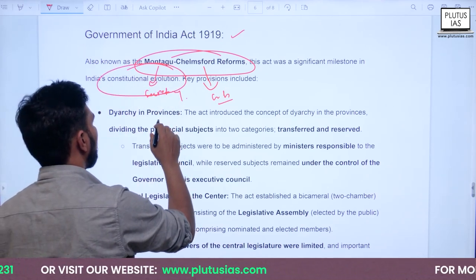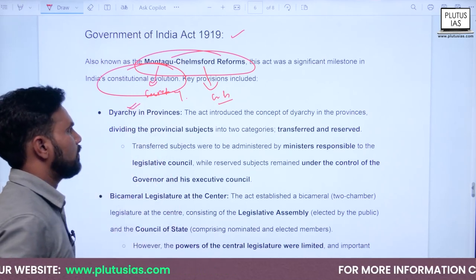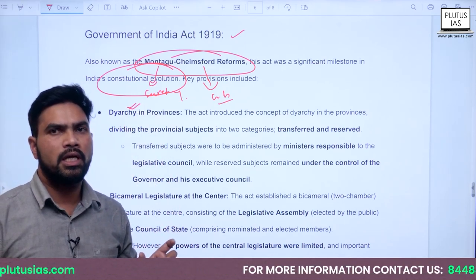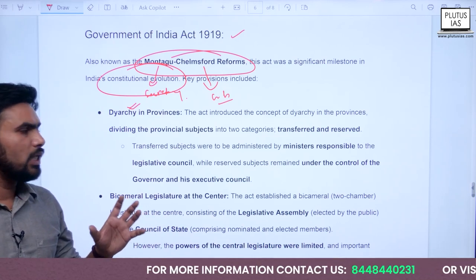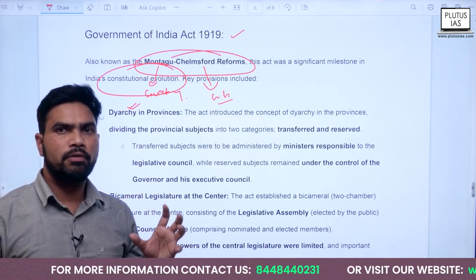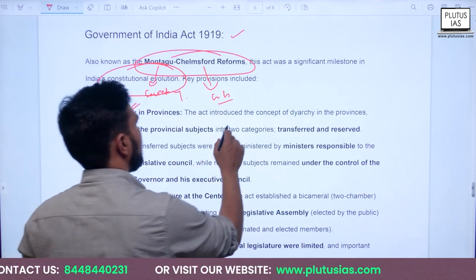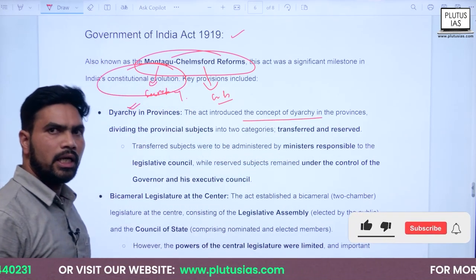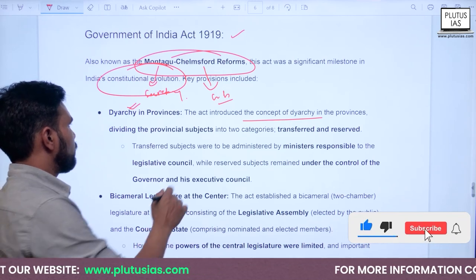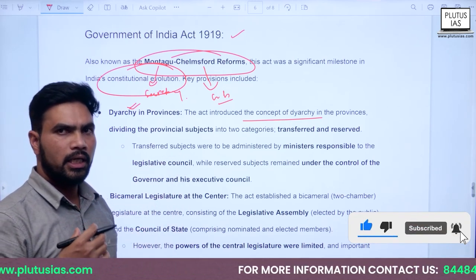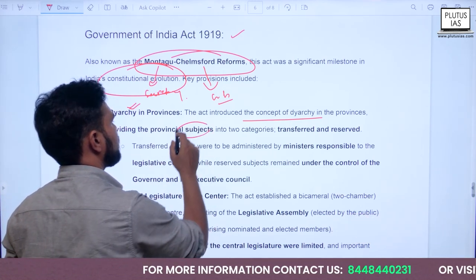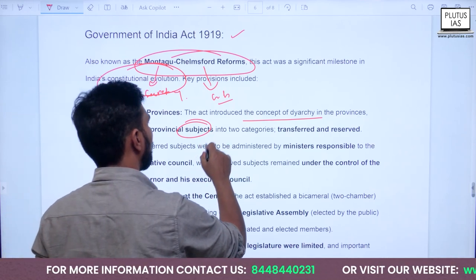Some of the important provisions are diarchy in provinces. Provinces means, in today's language, states. What they have done is they have introduced a form of diarchy. Diarchy means dual government. So the concept of diarchy here is basically that the subjects at the state level have been divided into two parts.